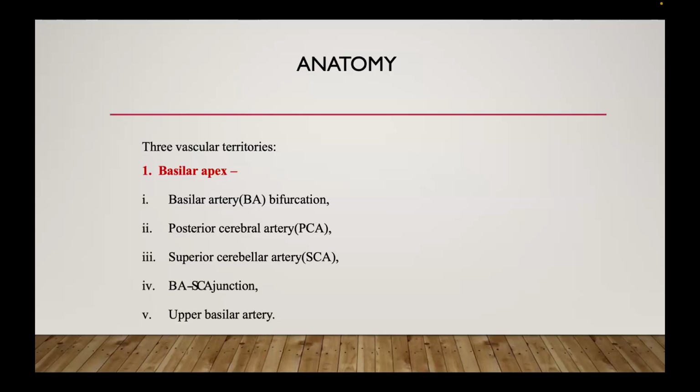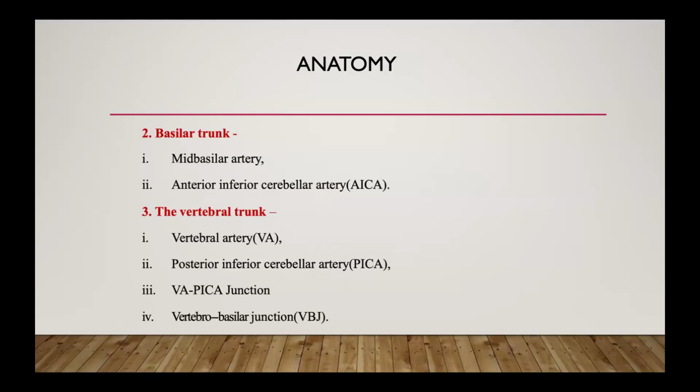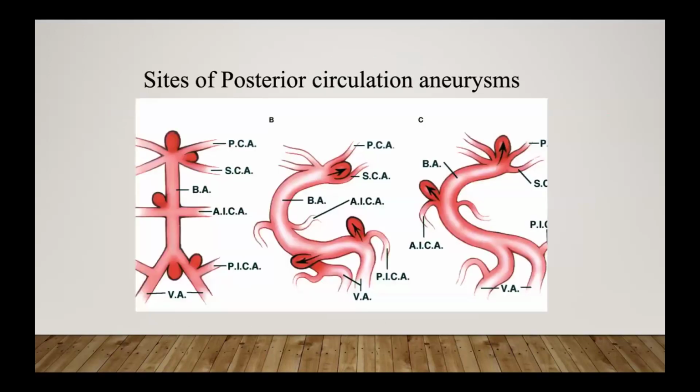So when we talk about posterior circulation aneurysm, we basically talk about three vascular territories. The basilar apex, which can be subdivided into basilar artery bifurcation, PCA, SCA, basilar artery SCA junction, and the upper basilar artery. Whereas when we deal with basilar trunk, it mainly deals with mid basilar artery and the AICA. And lastly, the vertebral trunk, where the aneurysms can arise from the vertebral artery, PICA, the vertebral artery PICA junction, as well as the vertebrobasilar junction.